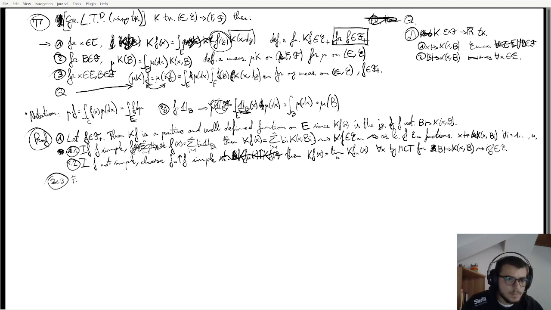Now fix a measure mu on the space E, and define the function L from script F to R extended positive such that L of f is equal to mu of kf.